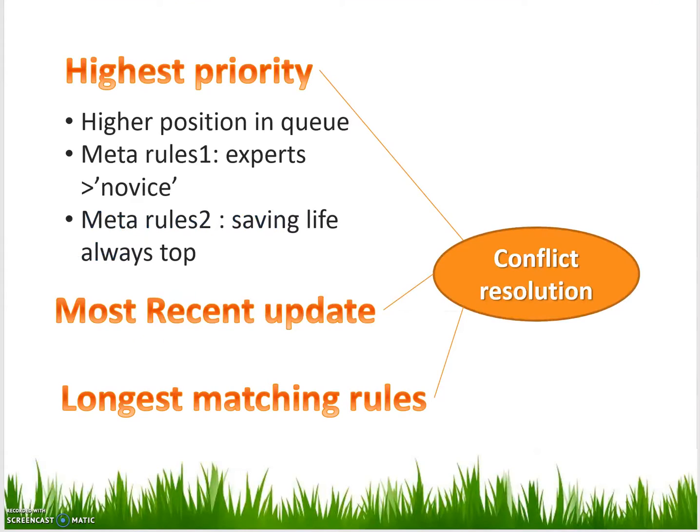There are a few rules when we list down the rules or knowledge from the expert. First one, the higher position in the queue would be read first by our machine. That means that's the priority. We put the higher priority in the higher position in the queue. Second one is meta rules, that is rules about the rules. The rules from an expert are more important than those from a novice. The third one is meta rules number 2: saving life is always on top. Any rules that are to save lives must be given priority.